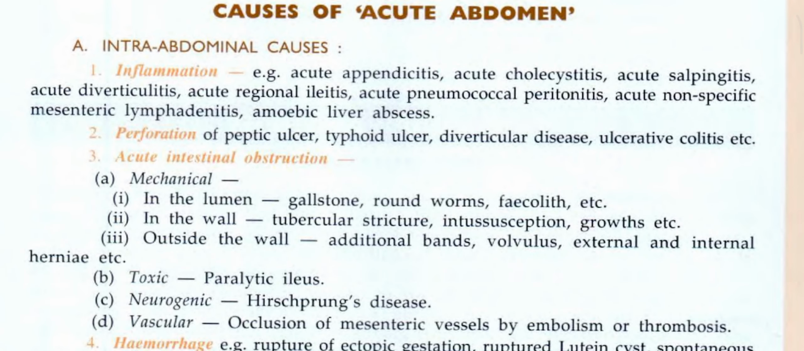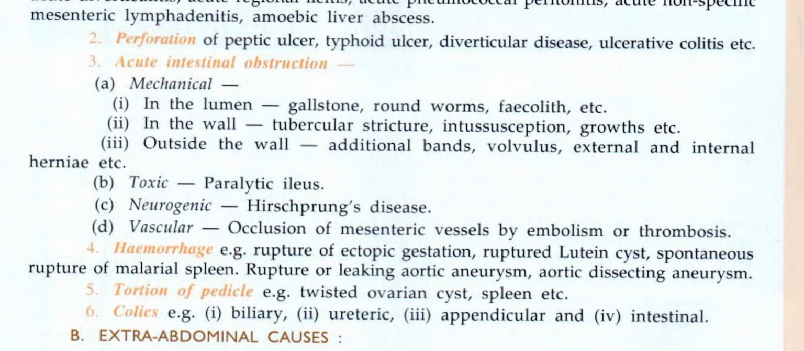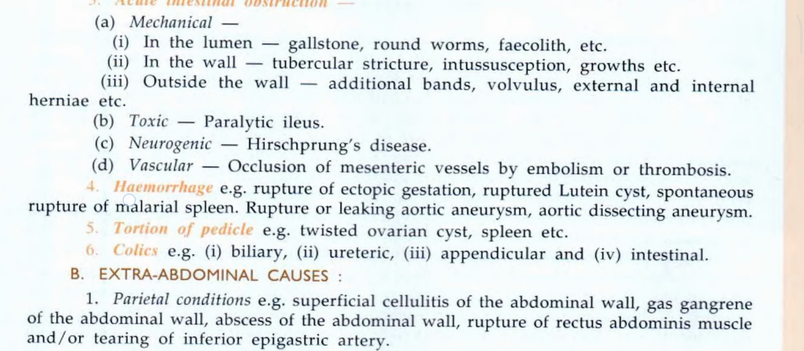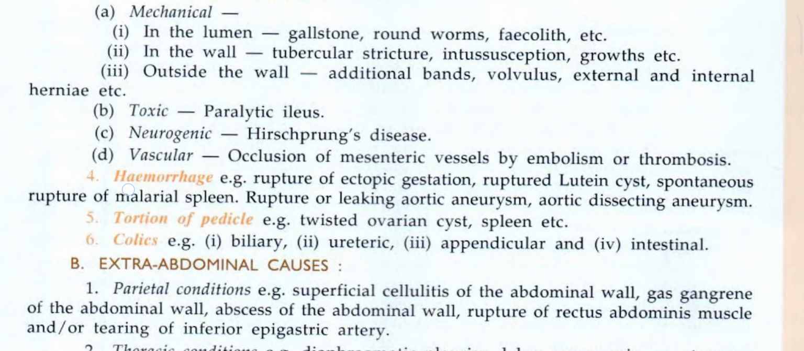Causes of acute abdomen. Intra-abdominal causes. Inflammation. Example: acute appendicitis, acute cholecystitis, acute salpingitis, acute diverticulitis, acute regional enteritis, acute pneumococcal peritonitis, acute non-specific mesenteric lymphadenitis, amoebic liver abscess, perforation of peptic ulcer, typhoid ulcer, diverticular disease, and ulcerative colitis, etc. Acute intestinal obstruction, mechanical. In the lumen: gallstone, roundworms, fecolith, etc. In the wall: tubercular stricture, intussusception, growth, etc. Outside the wall: adhesive bands, volvulus, external and internal hernias, etc.